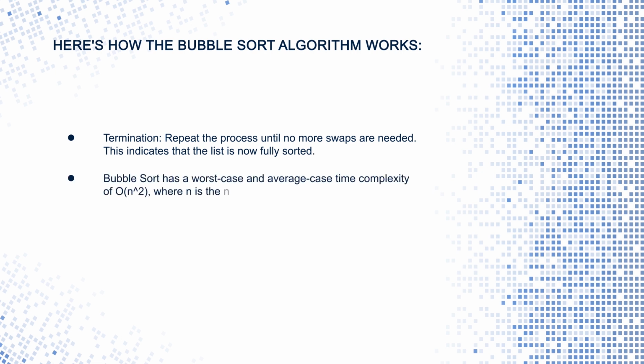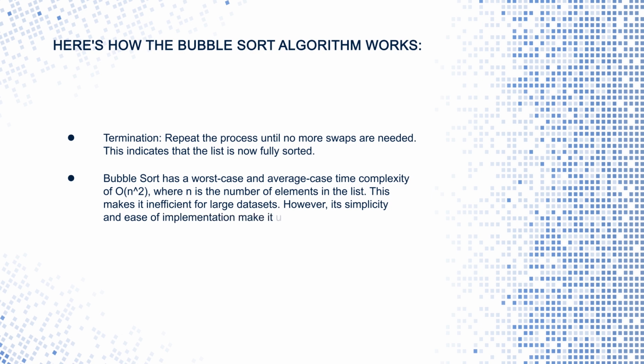The bubble sort has worst case and average case time complexity of order of n square, where n is the number of elements in the list. This makes it inefficient for large data sets. However, its simplicity and ease of implementation make it useful for educational purposes and for small data sets, where performance is not crucial. Despite its inefficiency, bubble sort has some advantages also.